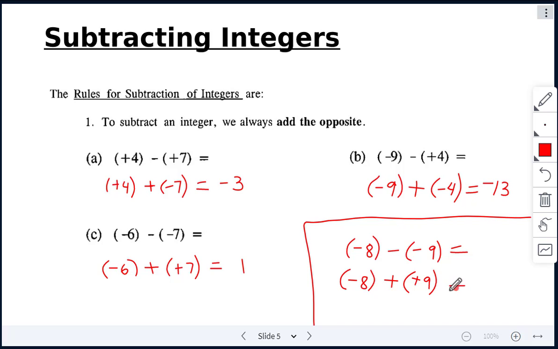So we just subtract and then take the sign of the numerically larger number. So this is a 1, because 9 minus 8 is 1. And our numerically larger number is 9, and it's positive, so it will be positive 1. So positive 1, or just write it as 1.